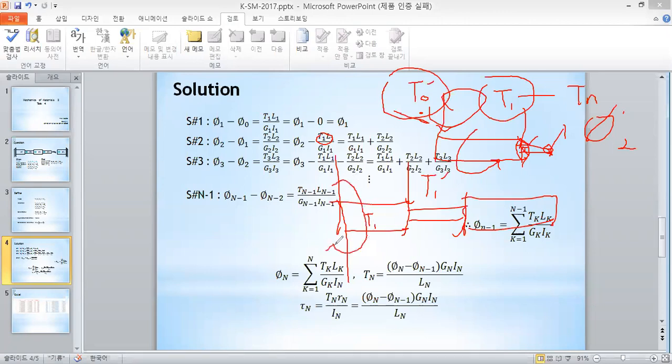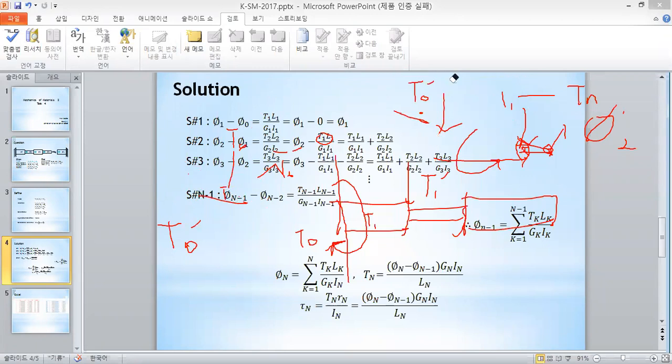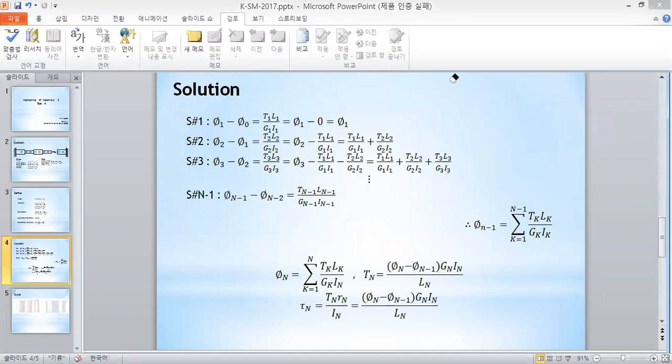Let's say the torque applied to this wall is T0, then on this shaft there would be T1 and this couple force also T1. No, T0 prime, and this would also be T0 prime. So the real torque applied to this shaft would be T0 prime. So T1 would be T0 prime.